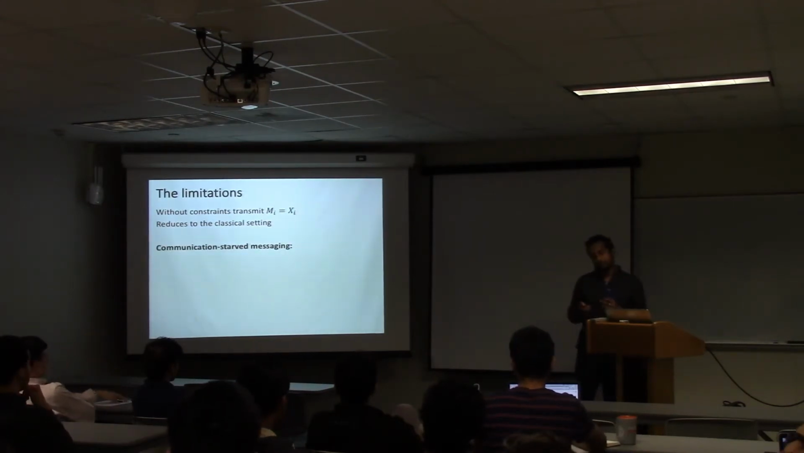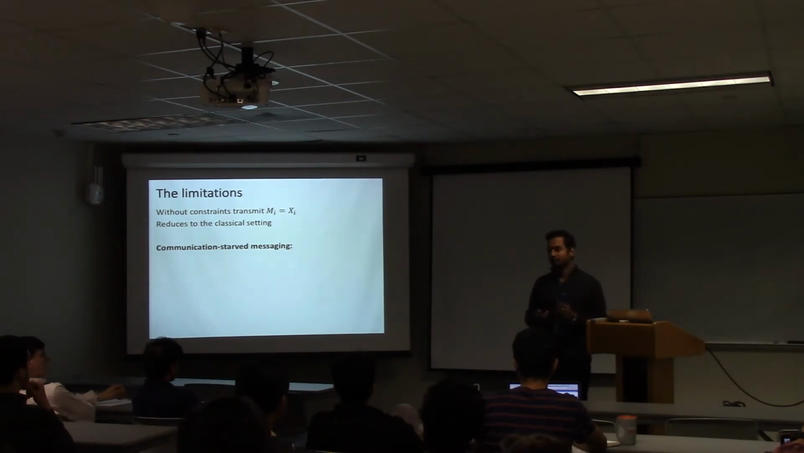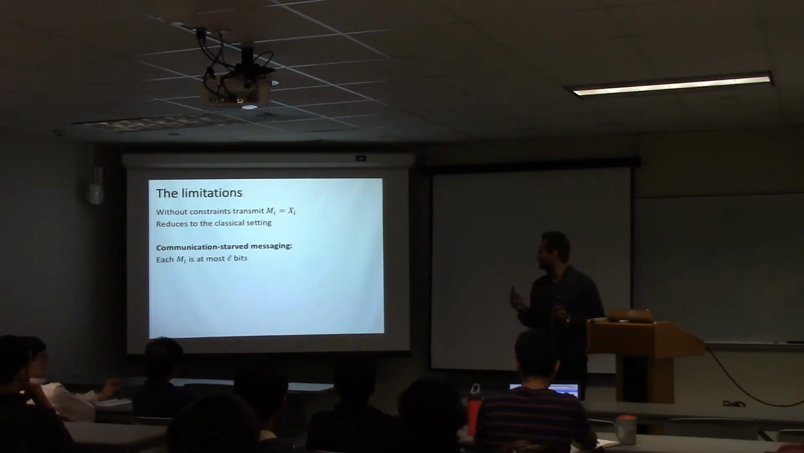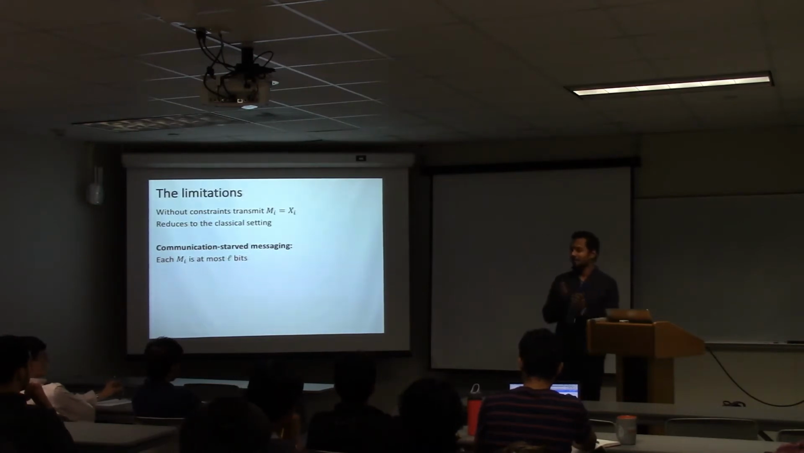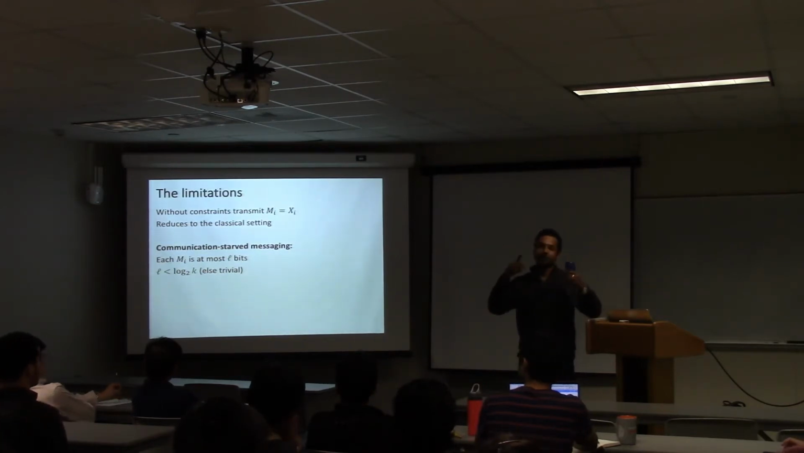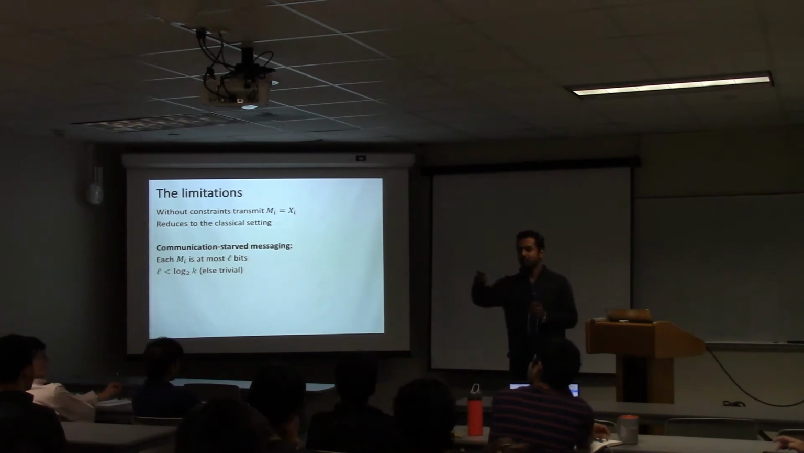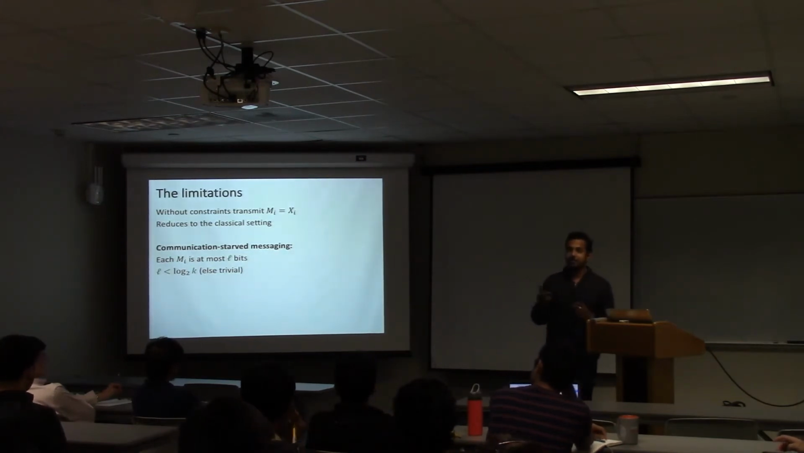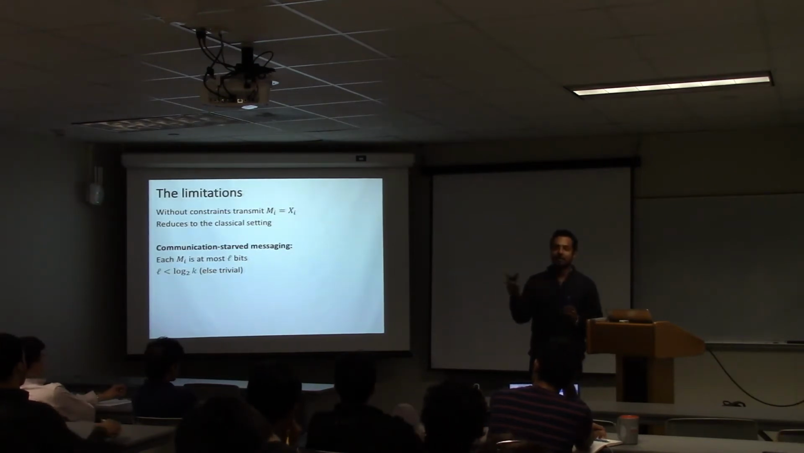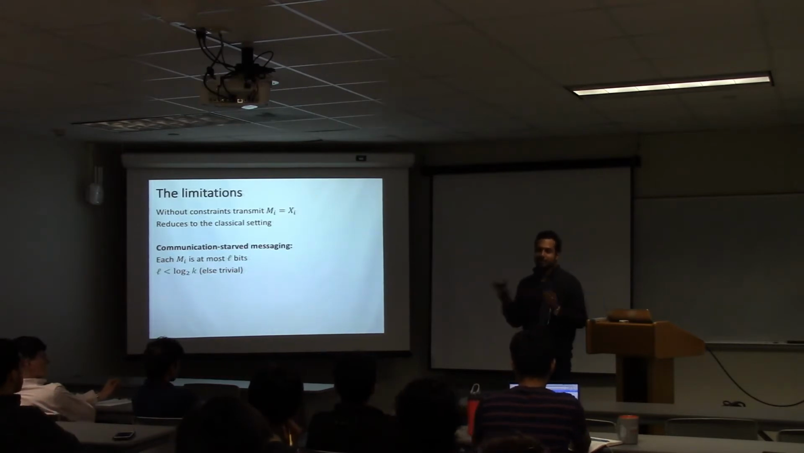We look at two applications or two regimes of interest. One is the communication starved messaging, where you assume that each message mi is at most L bits long, and L is less than log k. Recall that k is the domain size of the distribution, so the distribution is over 1 through k. If you have log k bits, you can send the sample without any problem. So we are going to assume that L is less than log k. And throughout this talk, it's easiest to just assume that L is 1 bit. Each person can send just 1 bit, let's say, and we'll see what happens in that case.